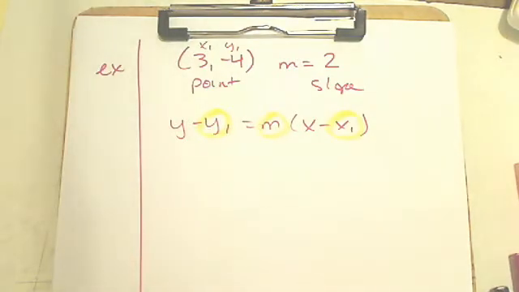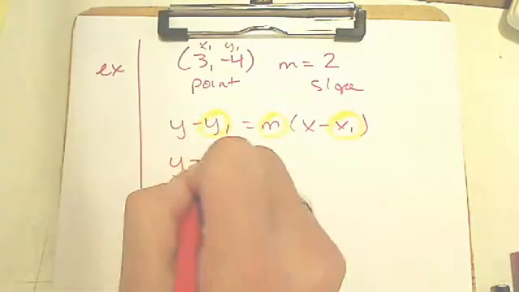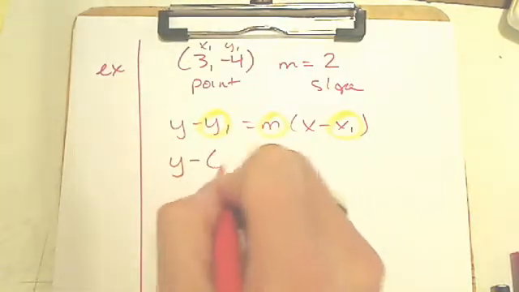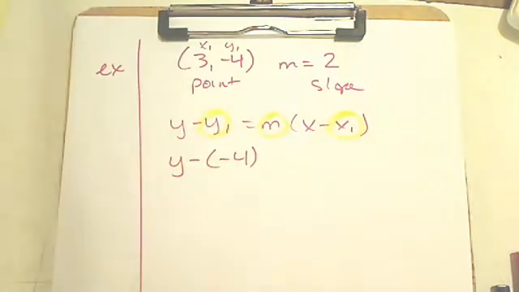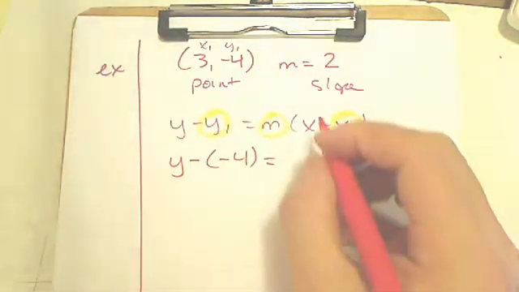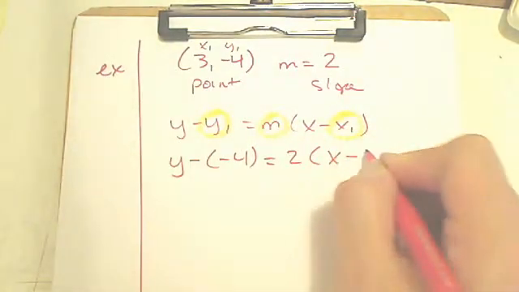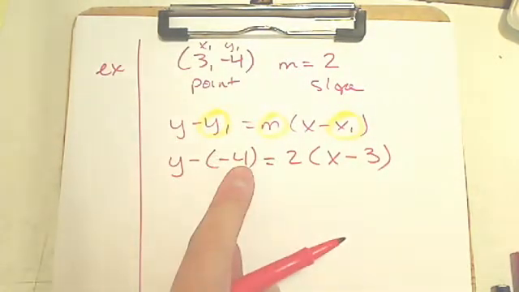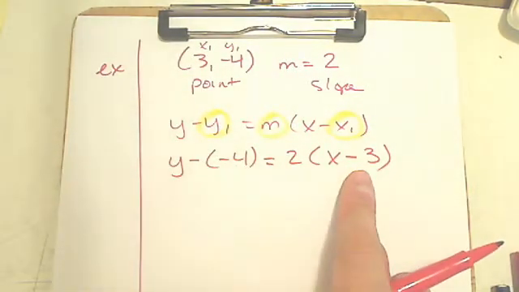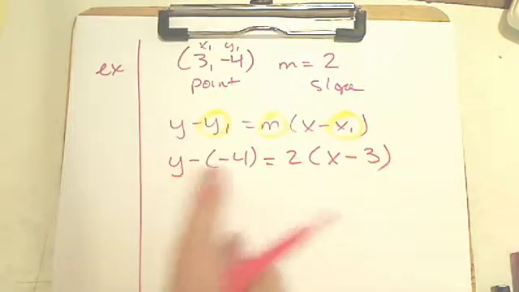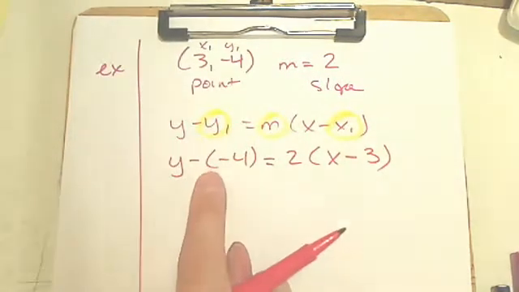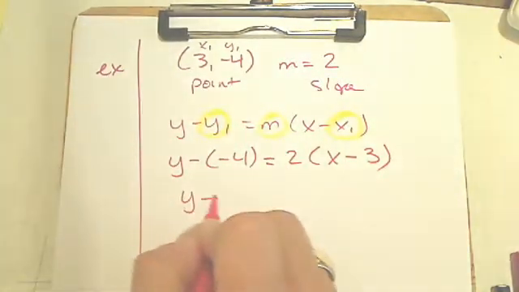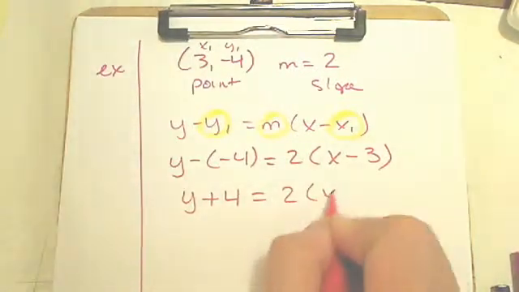So then I have y minus negative 4, and then 2 times x minus 3. Any questions on how I get the 4, the 2, and the 3? Be very careful about this sign right here. This really becomes y plus 4 equals 2 times x minus 3.